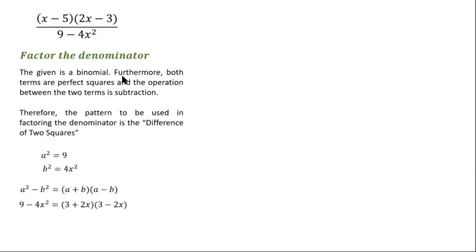So the square root of our a squared, which is 9, is equal to 3. Kaya 3 yung ilalagay natin sa harap dito sa may a. And for our b, square root of 4x squared is 2x. Kaya sinubstitute natin sa b natin itong 2x. Therefore, the factored form of 9 minus 4x squared is 3 plus 2x times 3 minus 2x.